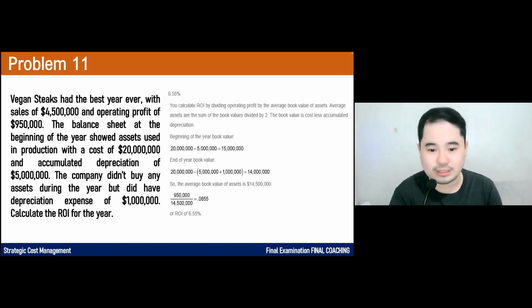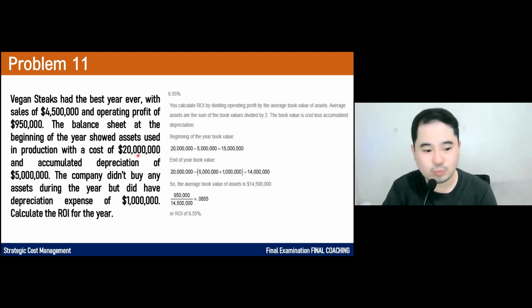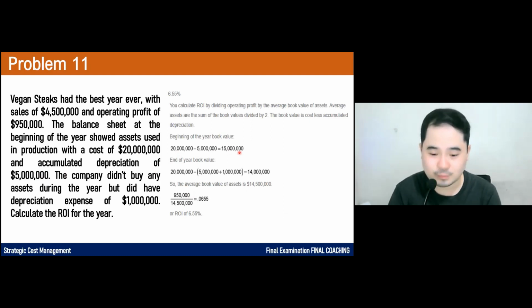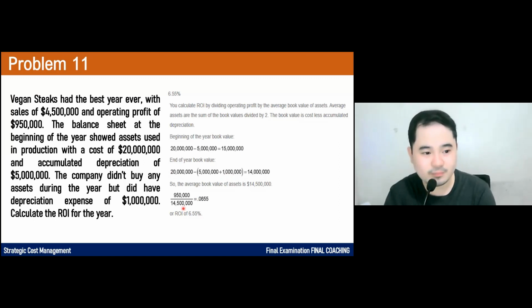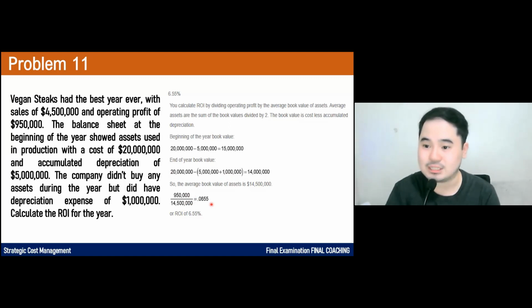Okay, so this is how you calculate your ROI. You will be dividing your income by the average resources that you use. So at the beginning of the year, the net book value would be 20 minus 5, which is 15. However, at the end of the period, there's an additional depreciation. So what happens is, naging 6 million yung accumulated depreciation mo. So 20 minus 6 is 14. So the average is 14.5. So you compare it with 950,000. So 950,000 divided by 14.5, your ROI is 6.55%.